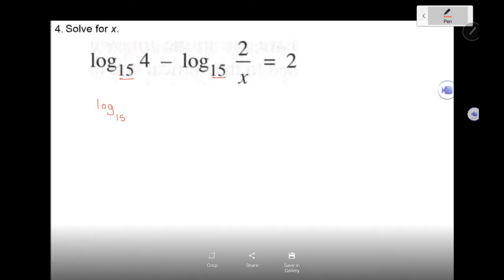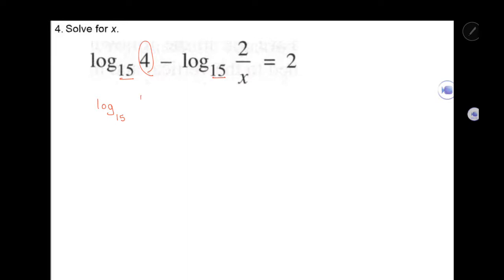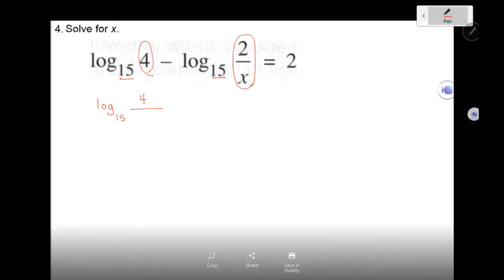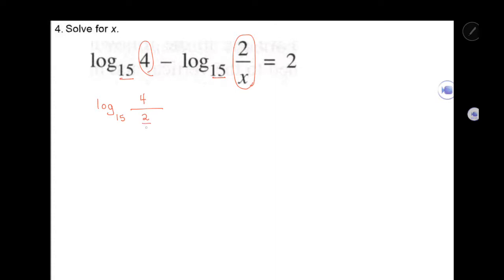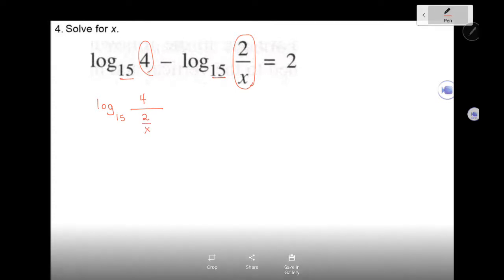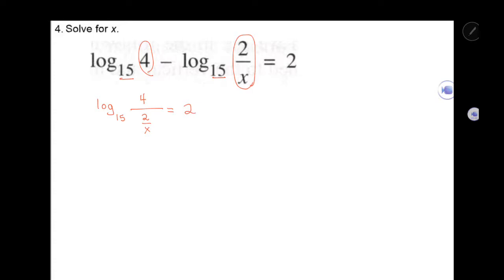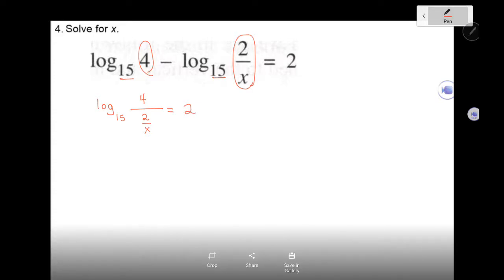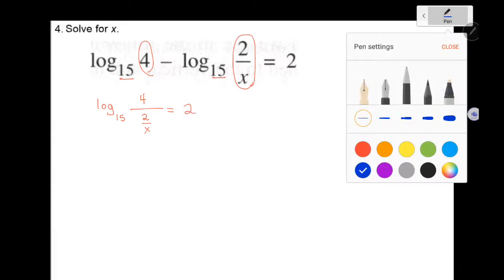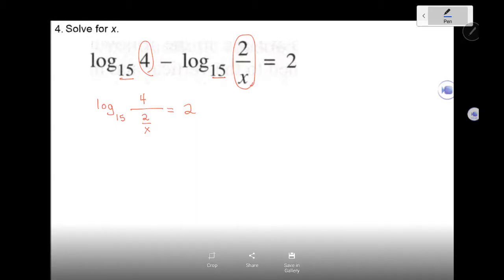So I can just write log once, and I'm going to build a fraction with 4 on the top, the first number on top. And the second argument, it's not just a number, on the bottom. So I'm going to have 2 over x on the bottom, and that'll still equal 2. Okay, so how do I resolve this complex fraction?